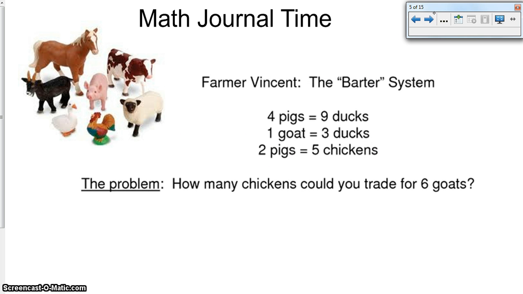Now, it's time for your math journal. Go ahead and pull it out. And we're going to talk through this problem. Now, I know a lot of you could already figure this out, but this is the introduction to something called dimensional analysis. So if you'll just bear with me, I want you to go ahead and do the work with me. So please write down the key information about Farmer Vincent. With his barter system, 4 pigs equals 9 ducks, 1 goat equals 3 ducks, and 2 pigs equals 5 chickens. And the problem is, how many chickens could you trade for 6 goats?